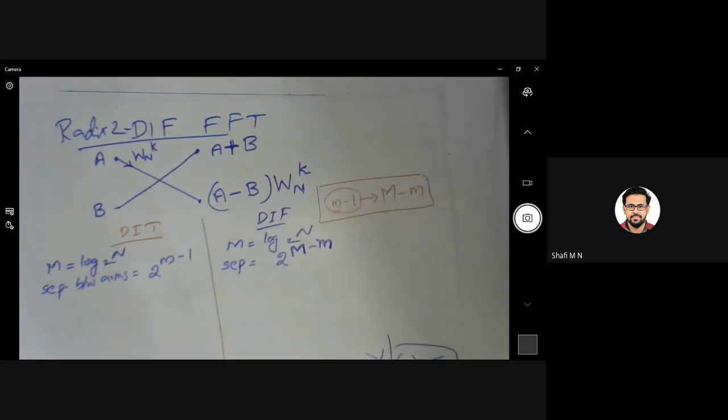Now let's formulate the equations. What is the next equation you want to discuss? What is needed? If you want to draw the flow diagram, we have got the separation. Tell me.